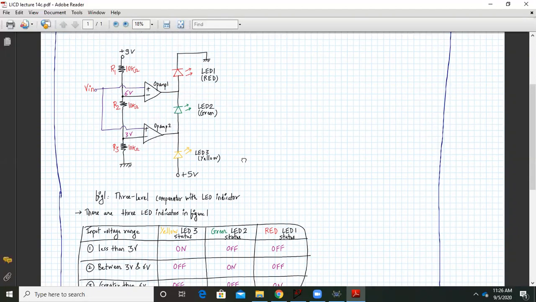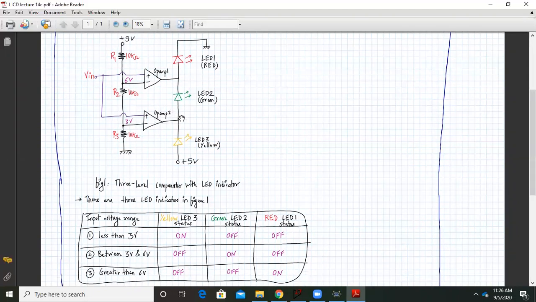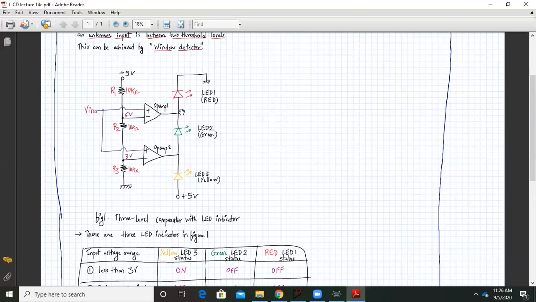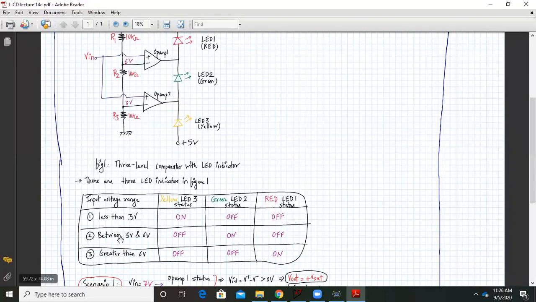If this is the status, op-amp 2 output is plus 13.5 and op-amp 1 output is minus 13.5, which LED will be on? Definitely the red LED will be off, because we have applied minus 13.5 from op-amp 1 and 13.5 from op-amp 2. The yellow LED will be off because the anode voltage is 5 and the cathode voltage is 13.5, which keeps it off. What about the green LED? The anode of the green LED is 13.5 and the cathode is minus 13.5. So the green LED will be on whenever the input is lying between 3 and 6 volts. That is what is there over here.